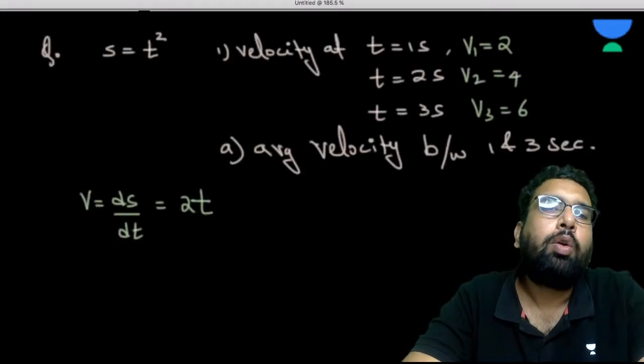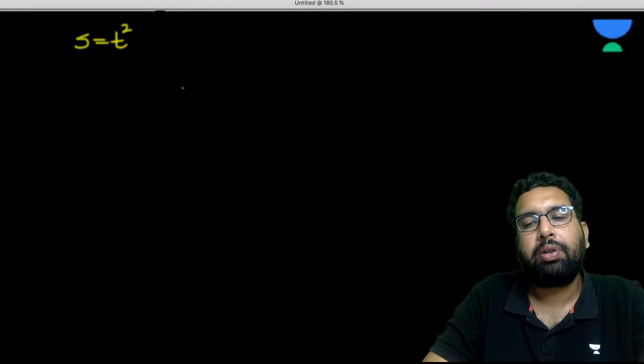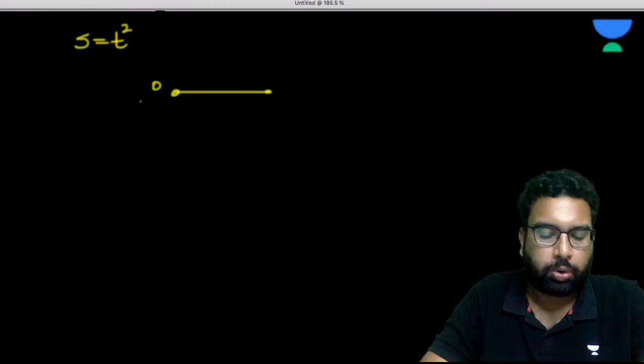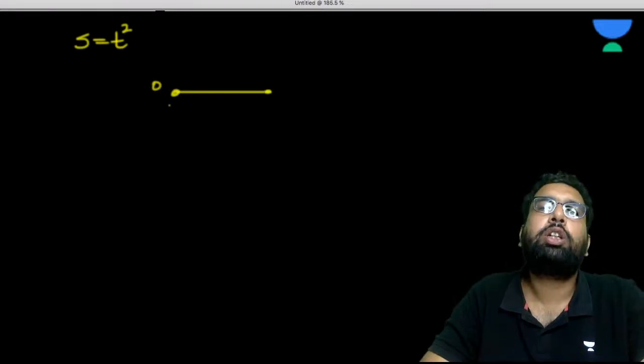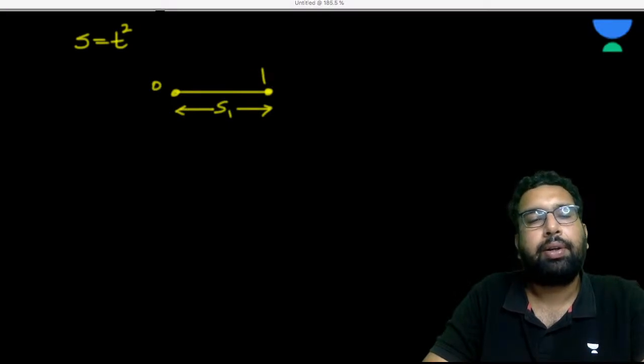So see, when s is given as t square, when a function is given, between 1 to 3 seconds. Let's suppose the motion started from this position, so displacement shows you the position. Within 1 second this is the distance covered. So this is the motion between 0 to 1 second, isn't it?